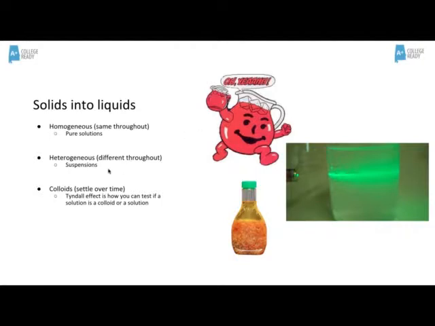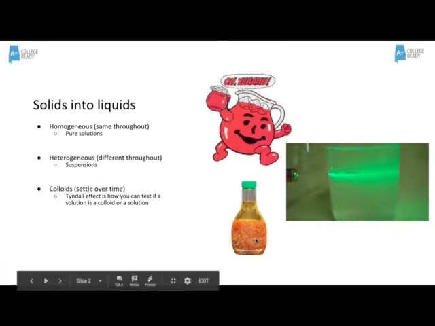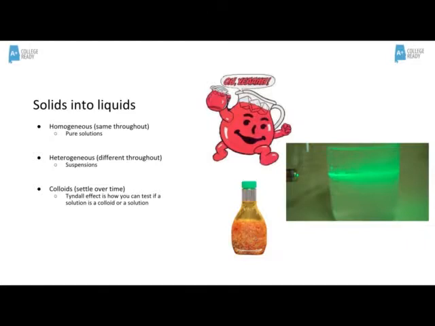Hetero means different, so a heterogeneous mixture would be something that's very different throughout and is very easy to separate, and we call these suspensions. This would be like Italian dressing. You can see it settles out very quickly if you set it out on the counter, so that would be an example of a heterogeneous mixture.